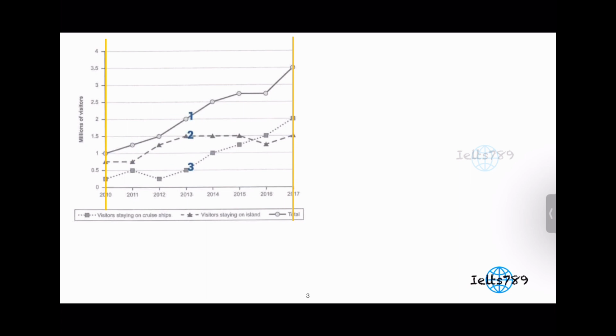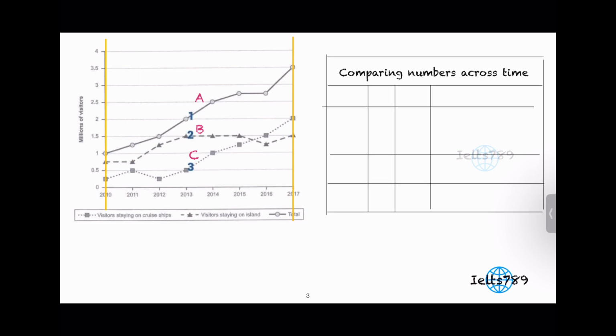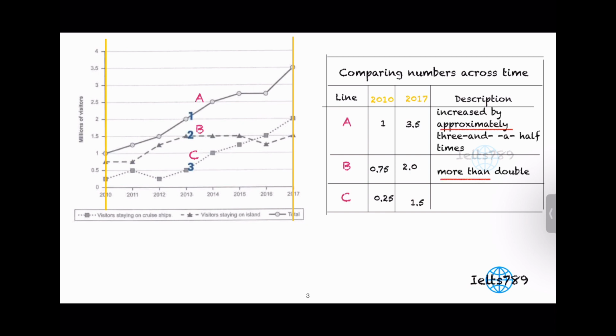Also, so as not to confuse lines 1, 2, and 3 with numerical data to be used later, I've relabeled them A, B, and C, which represents the approximate number of visitors. Next, check the table on the right, where I've listed the data for better clarity. Note my use of adverbs, underlined in red, to give an approximation of the values shown on the line graph.